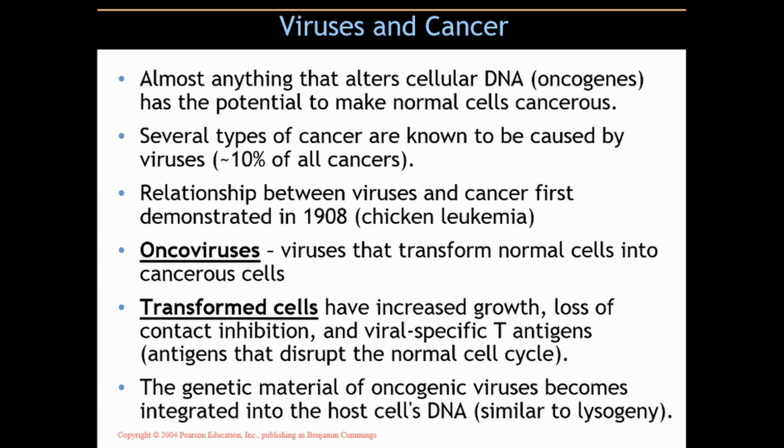And viral specific T antigens. What are they? Antigens that disrupt the normal cell cycle. So they put the pedal to the metal and mitosis just proceeds uncontrollably. The genetic material of oncogenic viruses becomes integrated into the host cell's DNA. It's similar to lysogeny. Like, remember the lysogenic cycle, where that DNA becomes integrated into the host cell DNA? That's what they're doing. And so as a result of that, it's transforming those cells, and it's causing them to multiply and divide rapidly and recklessly, with no contact inhibition, increased growth, high-speed division.